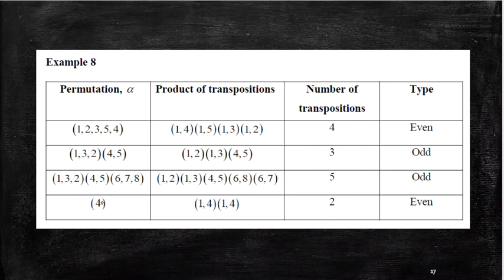For this one, the transposition (1, 4) and (1, 4). Because 1 to 4, 4 to 1. 4 to 1, 1 to 4. We obtain the identity here, which has 2 transpositions. It is even. The identity element is an even permutation.